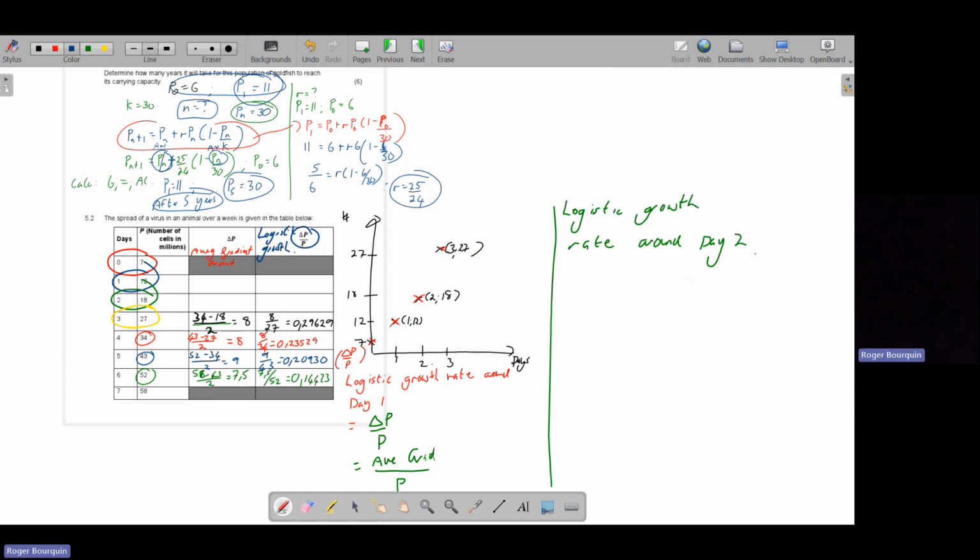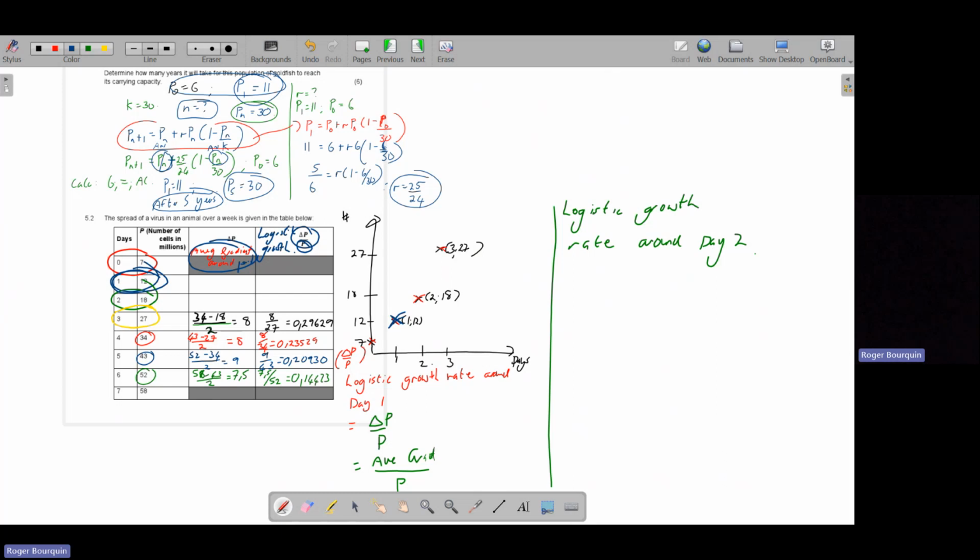Delta P over P represents your logistic growth rate. Delta P, you can think about as the average gradient around the point. So if we were looking for the logistic growth rate around the point 112, on average, how is this thing changing? Remember, logistic growth rate is a function of population. That's why we divide by this value P over here. So we want to know, on average, what's going on around this point.